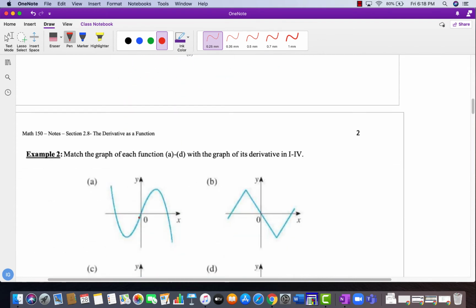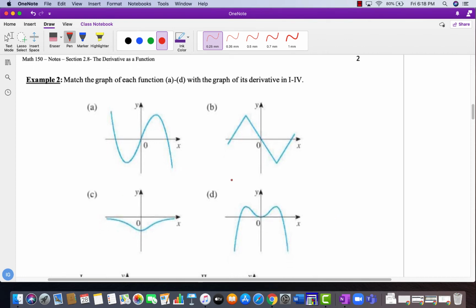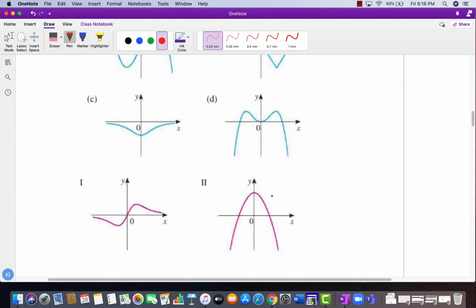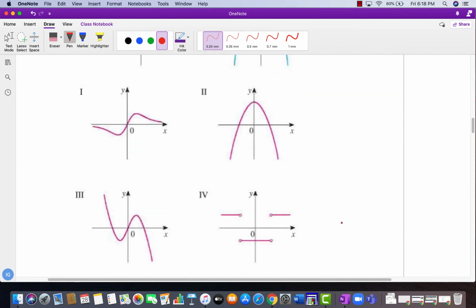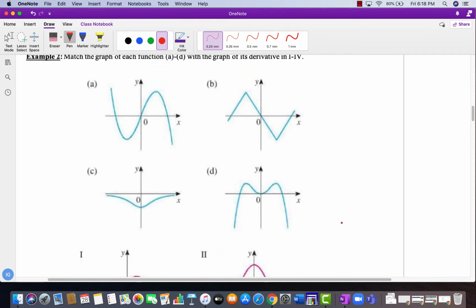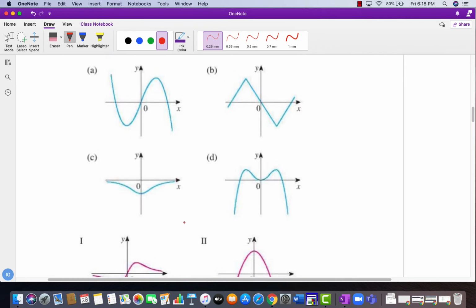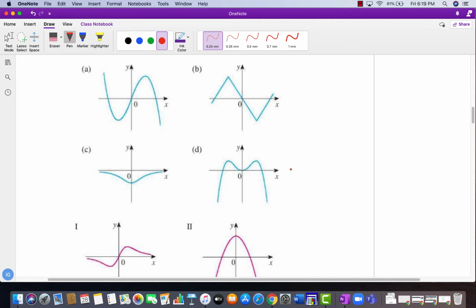So on the next page, we're going to basically practice what we have here. You're going to have to mix and match. So the first four, it says match the graph of each function A through D with the graph of the derivative. So the first four are your original functions, f of x, and then 1 through 4 are the derivatives, okay? So you have to label which one goes with which, okay? So maybe you say, oh, I think A goes with number 2, or A goes with whatever. So I'm going to give you guys some time to look at this and you can check your answers, okay? All right, so make sure you have an answer for this.